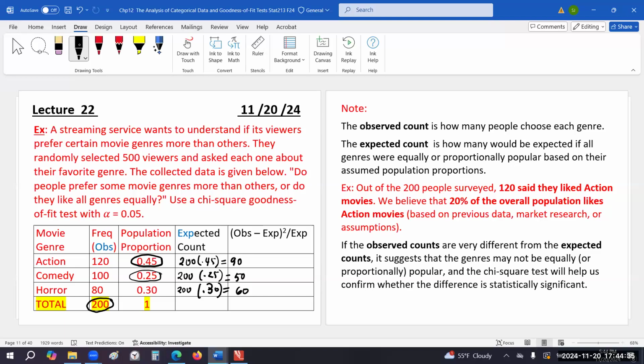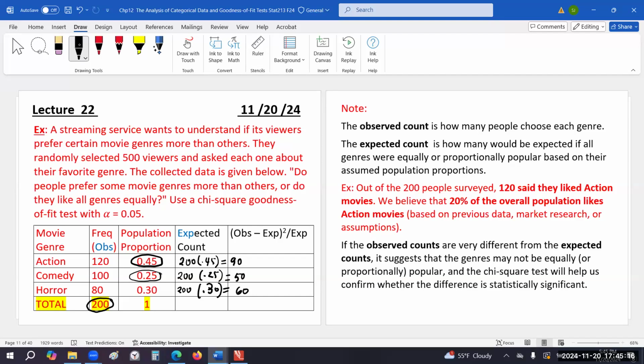So in our 200 people, 90 people are supposed to like action. But we found out that actually 120 people like action. And 50 people are supposed to like comedy. But actually we found that 100 people like comedy. And 60 people are supposed to like horror, but we found that 80 people like horror. So we already see there's a difference between what we expect to have and what we actually have.